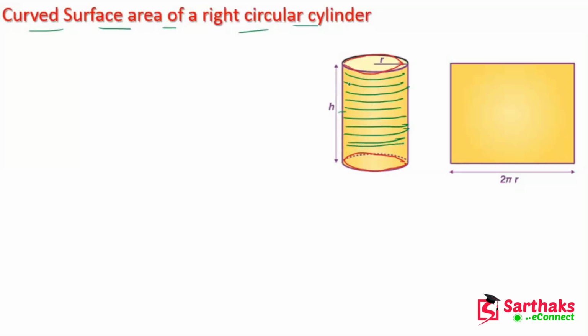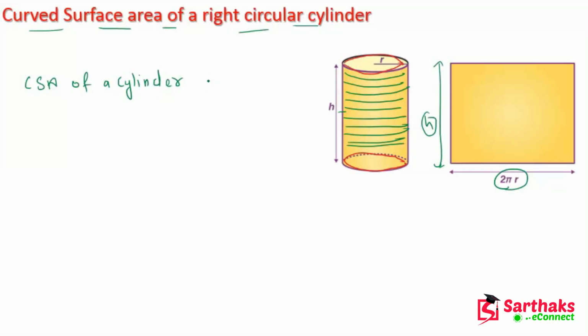Now if we open this, it will convert into a rectangle like this, and this is h. So what is the area? We know that the area of a rectangle is length into breadth. Here the length is 2 pi r and the breadth is h, so we can say 2 pi r h. So we can write CSA, the curved surface area of a cylinder.